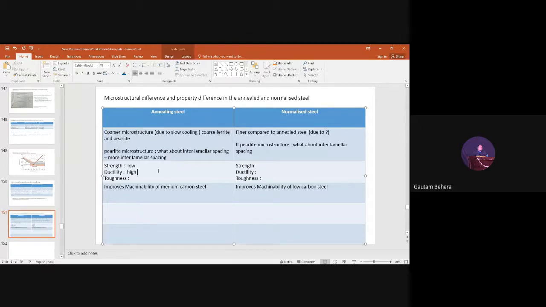Coarser grain. Toughness? Low. Very good. Low, because it is more ductile, that's why. Ductility is so high that the toughness decreases.